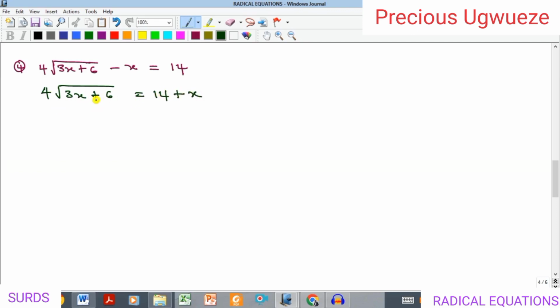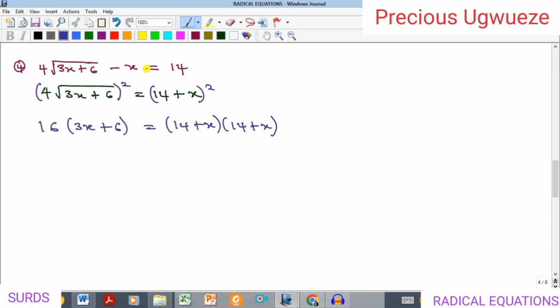And then at this point, we can just immediately take the square of both sides. And when we take the square of both sides, what's that going to give us? We're going to have square here, and we'll have square here. So when we take the square of this side, square will come on 4 to give us 16. And the same square will come on this root to take away the root. We'll just have 3x plus 6. And that will be equal to, if we open up this bracket, 14 plus x into 14 plus x.